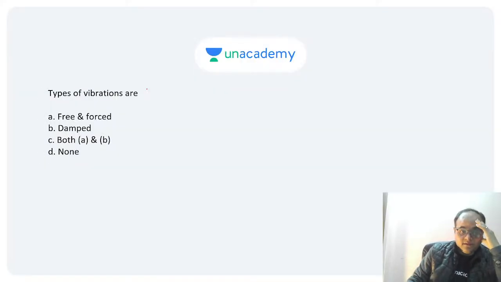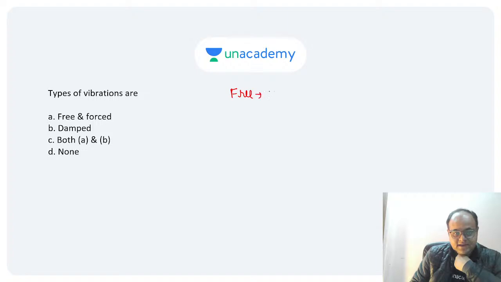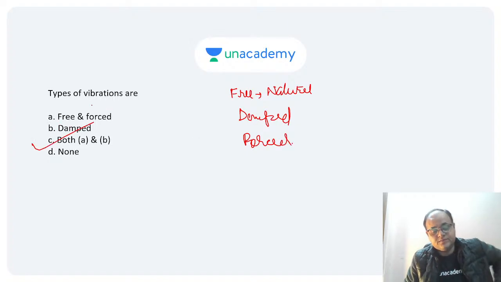Second, types of vibrations. That's very easy. We have discussed this in the previous session as well. There are three kinds of vibrations. A free vibration, which is often called the natural vibration, then you have the damped vibration, and then you have the forced vibration. So I guess option C has to be the correct option.